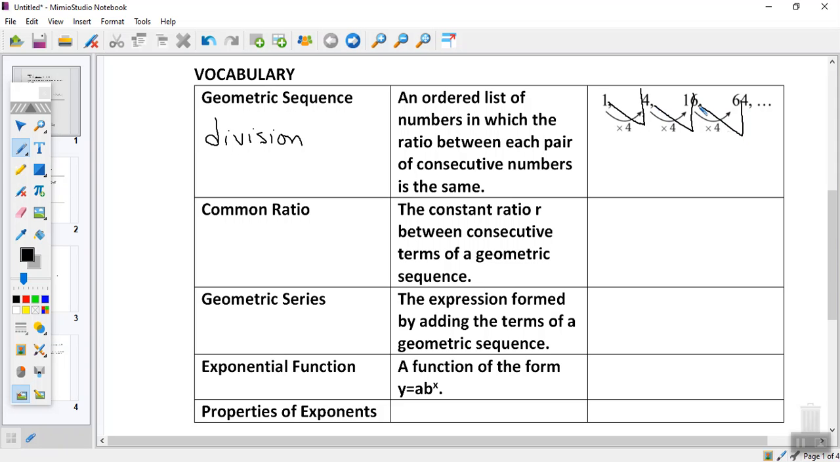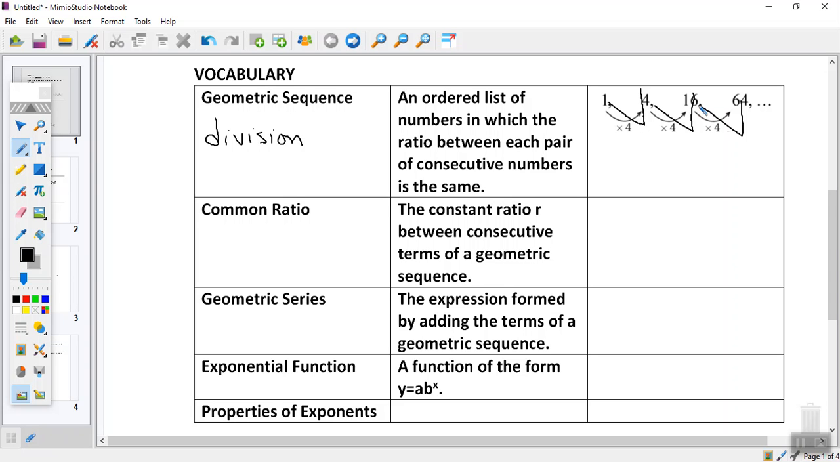If I asked you to figure out the next term in that sequence, could you do it? Yeah. What would you do? Times by 4. Times what by 4? 64 by 4, right? You get 256. Okay? All right. So we're kind of looking at division.